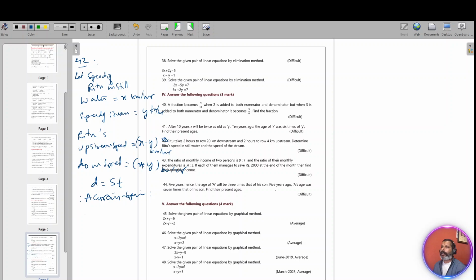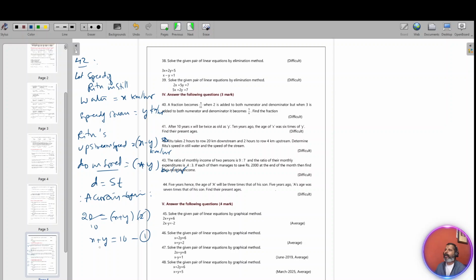First, the distance downstream. For the distance downstream, you have to take the speed of the downstream and the time for the downstream. That is 20 kilometers distance, 2 hours. What is the downstream speed? It is x plus y. What is the time? 2 hours, right? So this is one thing. When you cancel 2 and 10, x plus y equals 10.